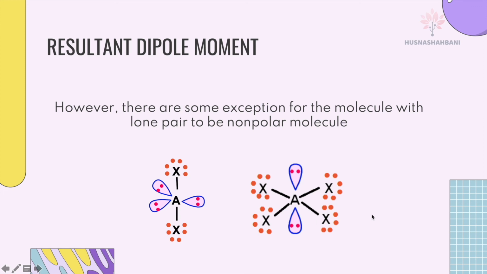Always look at the molecular shape as well to know the resultant dipole moment value, whether it's equal to 0 or not equal to 0. If it's not equal to 0, it's a polar molecule. If it is equal to 0, it's a non-polar molecule.